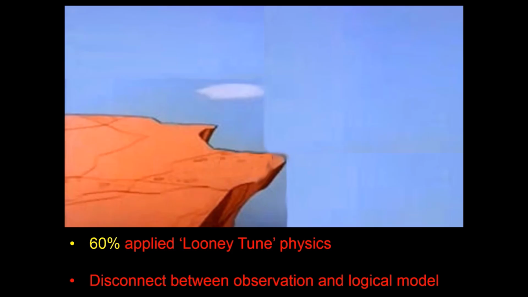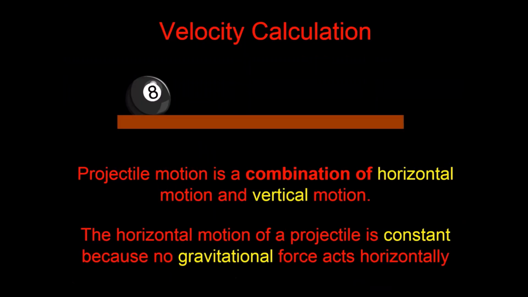So let's get back to our calculations. Remember, our projectile motion is a combination of motion in the x direction and motion in the y direction, horizontal and vertical motion. Now the horizontal motion of a projectile is constant because we have no gravitational force acting horizontally. And as I said, we're going to ignore friction and air resistance in the cases we're going to look at here. So we don't have to worry about variations of velocity in the x direction for our calculations, only in the y direction, only in the vertical case.